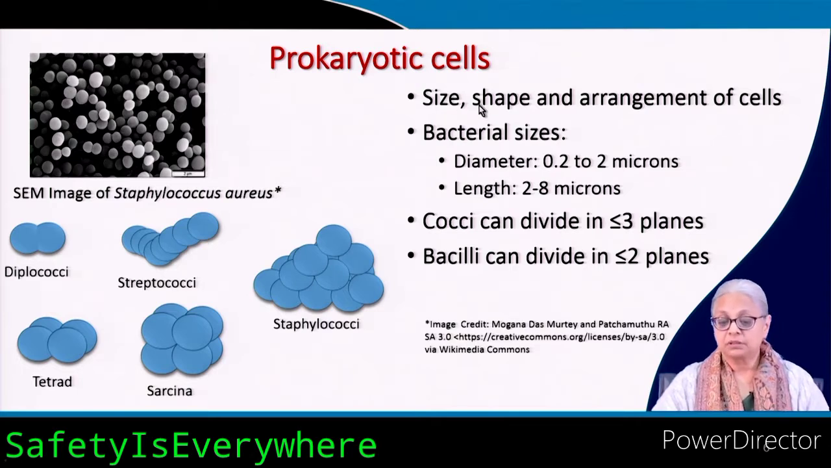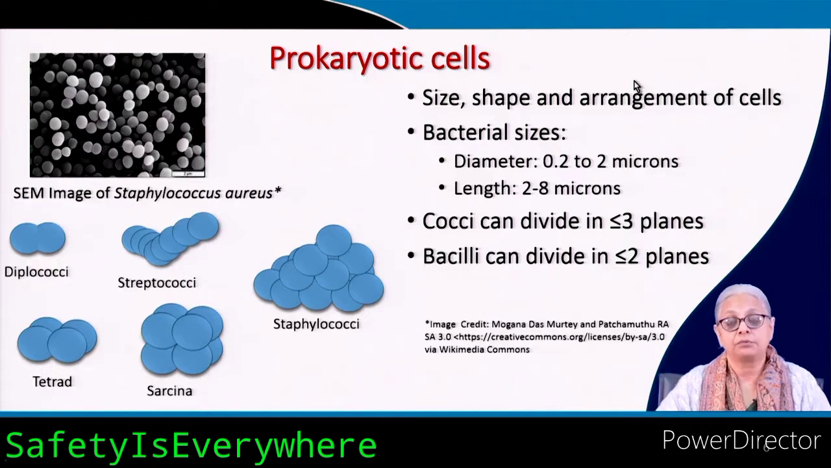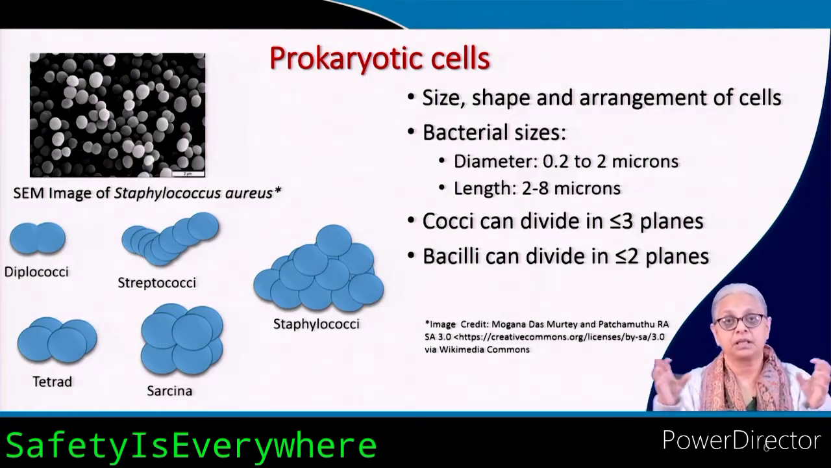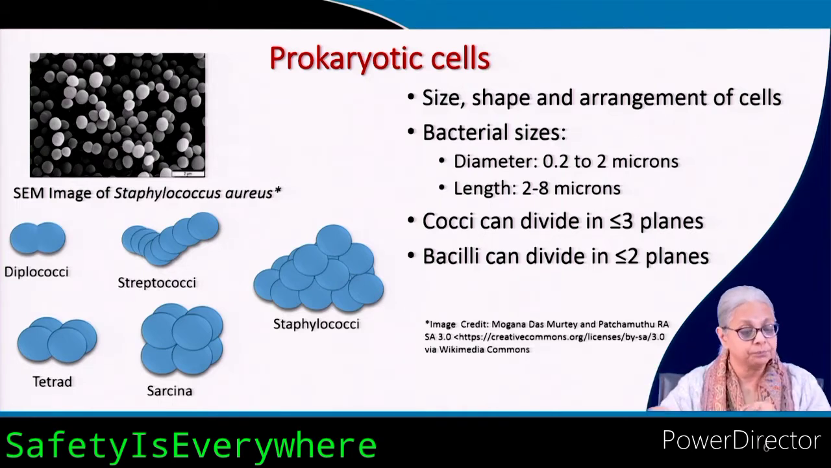So let us start with the size, shape and arrangement of cells. I think most of you have studied this in high school: bacteria are single cells capable of living on their own, and they reproduce by binary fission. So that single parent cell becomes two daughter cells, and those two daughter cells are now the parent cells, and they become four daughter cells, and so on. And that's how the bacteria continue to reproduce.